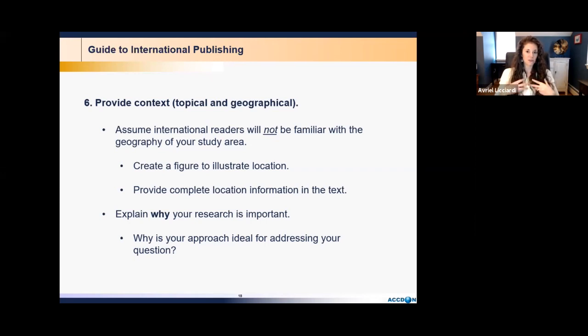Providing context also is incredibly important because it helps you explain why your research is important. Why is your approach ideal for addressing your question? Why is the approach you're using in the specific area of the world important for addressing that specific research question? So it's important to really frame your work around that.